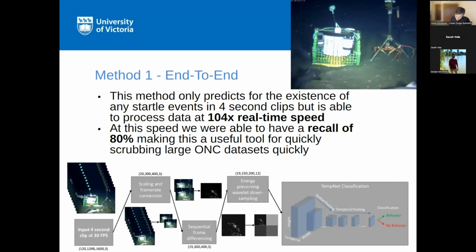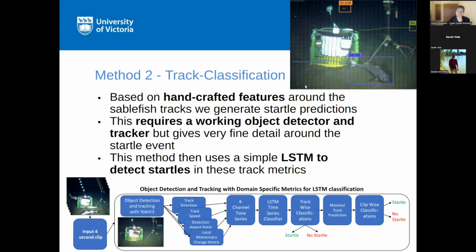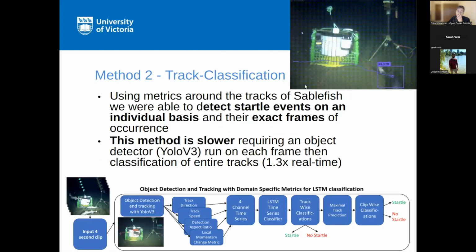And so another question from chat: did you see any difference in performance between the two experiments? Yeah, so the main difference in performance was the actual speed. And the other key thing is really the outputs are fundamentally different. For our second method, the track classification, we're able to say this specific fish startled at this specific frame. Whereas for the initial method, we're only able to say somewhere in this 4-second clip, there was a startle event or there was no startle event. So that's really the distinction between them. And obviously the track classification method was a fair bit more accurate.